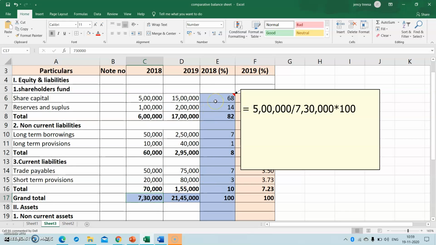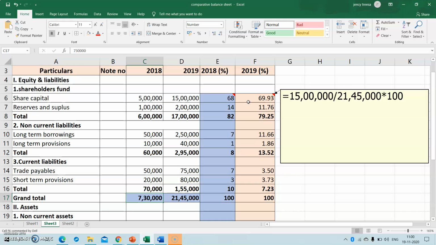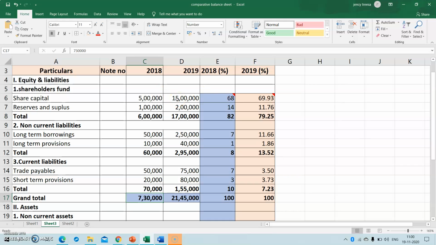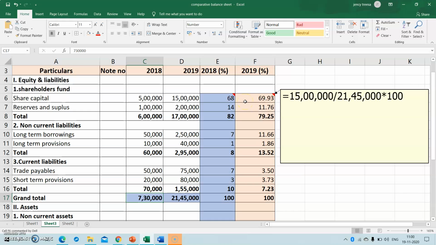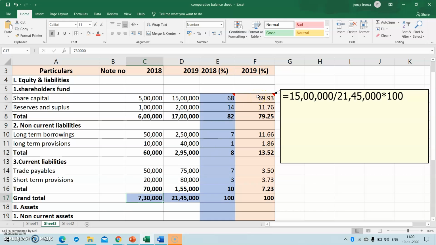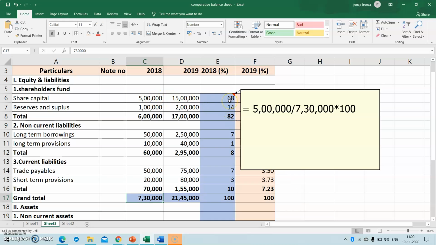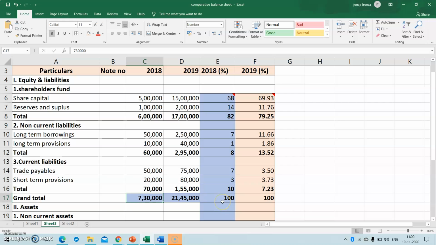Okay, 7 lakhs 30 is the total of the assets, into 100. That will give you that common size figure. That is 68%. And now for this 15 lakhs, what will you do? That is 15 lakhs divided by the total of that particular year, the total of 2019, into 100, which will give you the percentage or the common size for 2019. So what you can see here is you are expressing each line item as a percentage of the total assets. So here the total will come to 100.